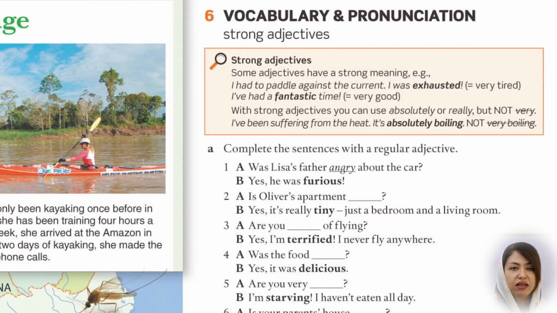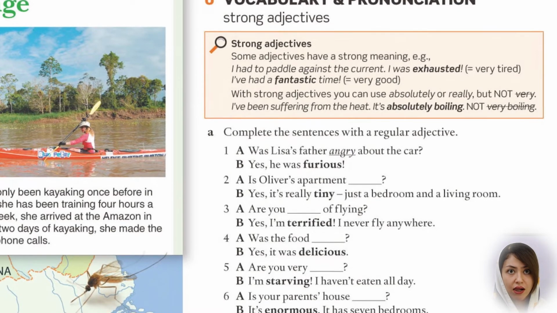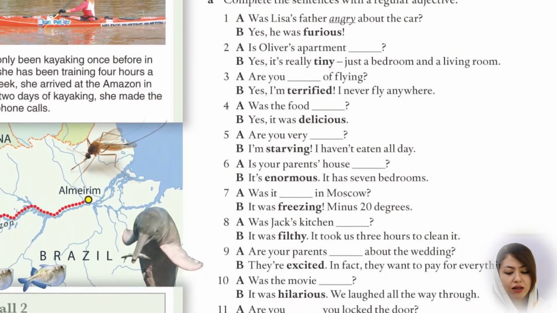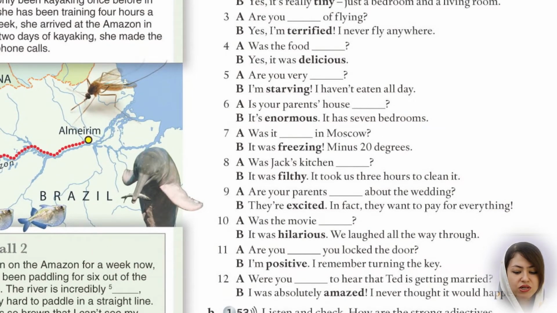So next is, was the food tasty? Yes, it was delicious. So delicious is the strong adjective. What is the normal adjective? Was the food tasty? And next, are you hungry? I'm starving. I haven't eaten all day. Hungry. Okay. Are you very hungry? I'm starving. I haven't eaten all day.